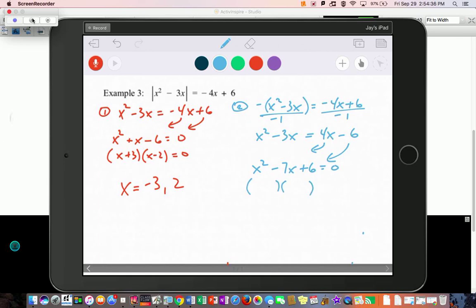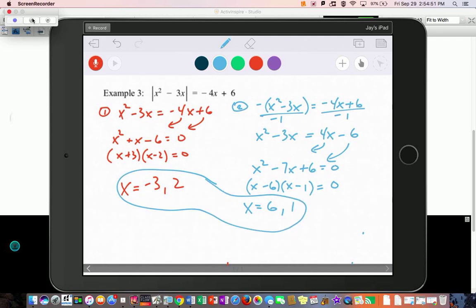And again, it's quadratic formula. You can easily use the quadratic formula, but I can see that this would be x minus 6, x minus 1 factoring. And so I have 6 and 1. Now, there's a lot of plugging in to do on this problem, so I'm going to go to the calculator just to show you. It might be a little easier to find those answers.